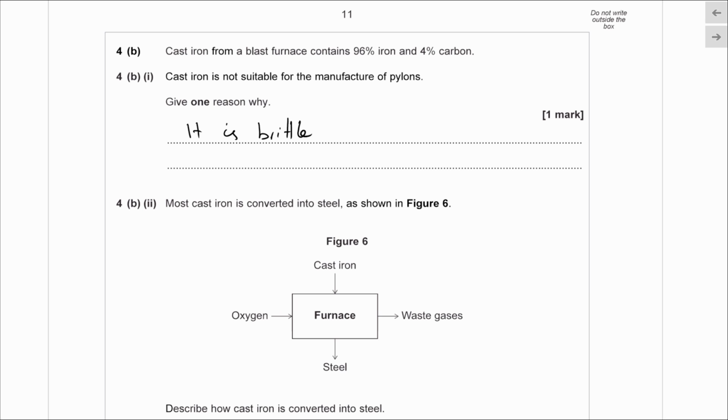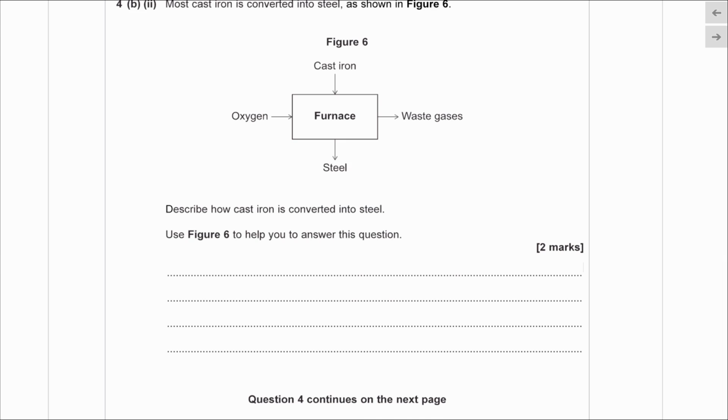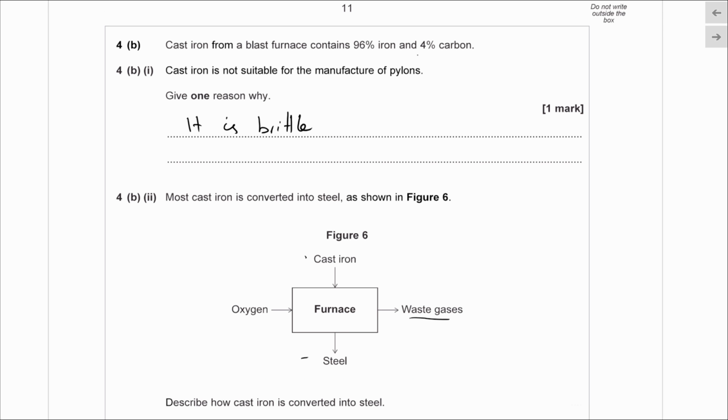Okay? Alright. 4b part 2, it says that most cast iron is converted into steel, as shown in figure 6. Describe how cast iron is converted into steel using figure 6 to help the answer. Alright, so if you have a look, you start with cast iron here and you end with steel down here. And what is actually happening in the furnace, oxygen is going through and you are forming waste gases in the end. And if you think about what cast iron is, it's 4% carbon. Right, that 4% carbon needs to be reduced, and so we need to get rid of some of it.